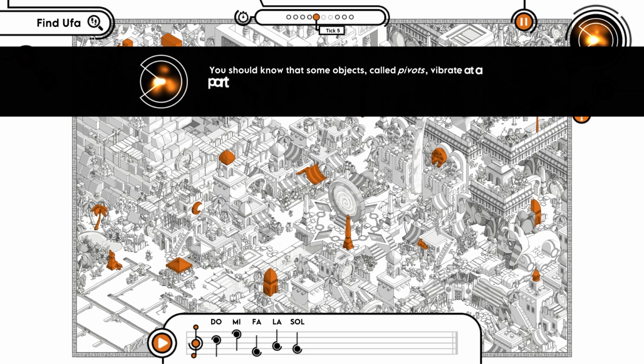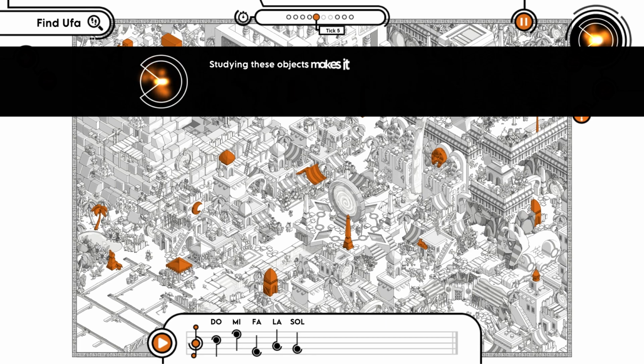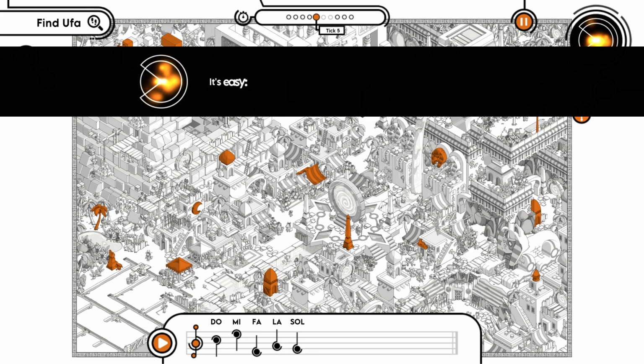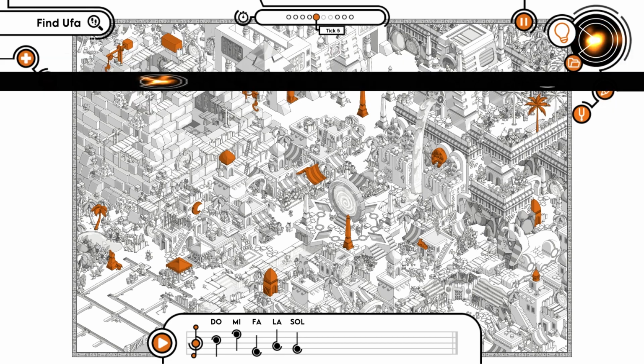What? You should know that some objects called pivots vibrate at a particular frequency depending on the moment in time they're observed. Studying these objects makes it possible to represent a period with a melody. However, by touching these pivotal objects, it's also possible to get an indication of the proximity of distortion in space-time. It's easy. Ice means far, fire means near. Try it.